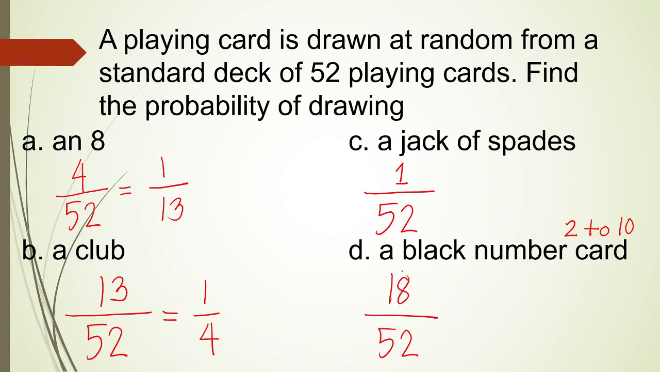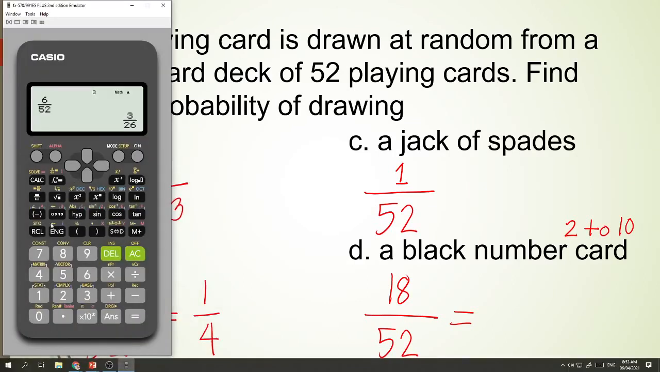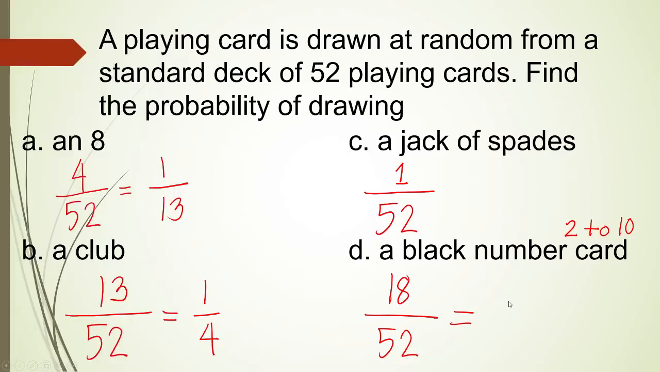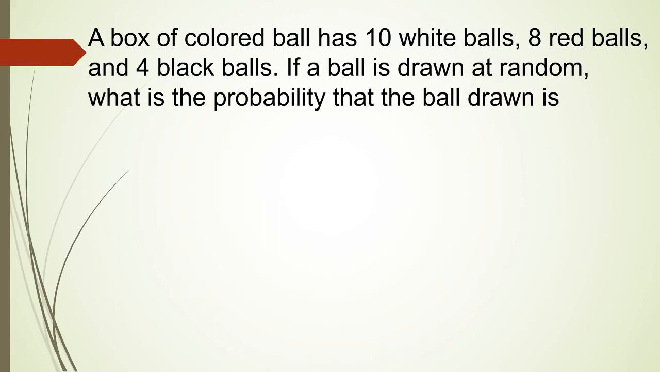18, correct. Then reduce that. Reduce 18 over 52. Gamitan na ni calcu. We have 18 over 52. If you're having a hard time reducing, use your calculator. 9 over 26. Okay? Now, this time, let's have colored balls.